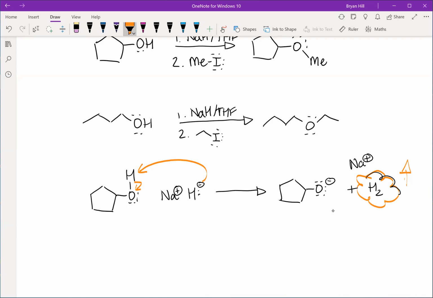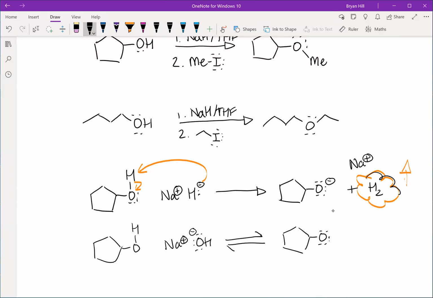If you use something like sodium hydroxide, the pKa between an alcohol and water is too close. So if you tried the same thing with, say, sodium hydroxide, this is going to be an equilibrium process, and that isn't going to be particularly helpful for what we're trying to do. The pKa of water is too close to the pKa of the alcohol. So it's an equilibrium. And when we're deprotonating our alcohol, we want it to react.